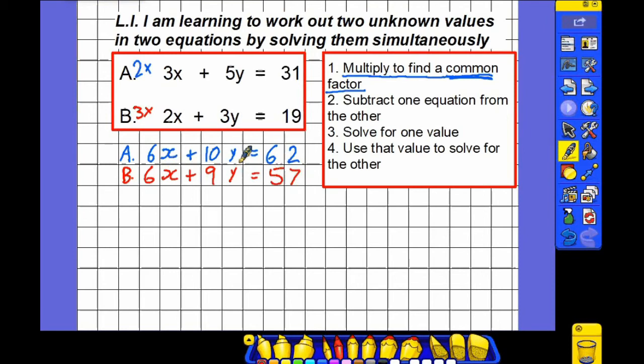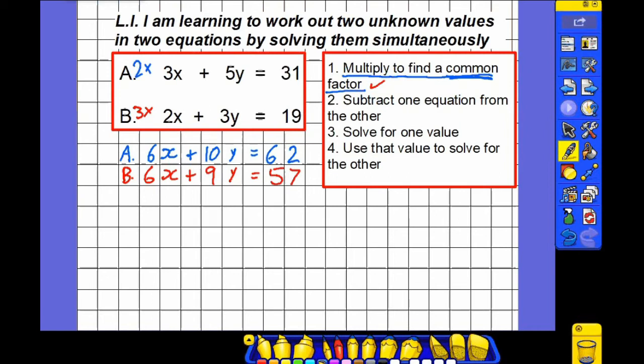So we've now got two equations. They're both rewritten. They're the same equations, just written in a different way. So 6x plus 10y equals 62 would be this equation here. 6x plus 9y equals 57 would be this equation here. So we have now found a common factor. Secondly, what we need to do is we need to subtract one equation from the other.